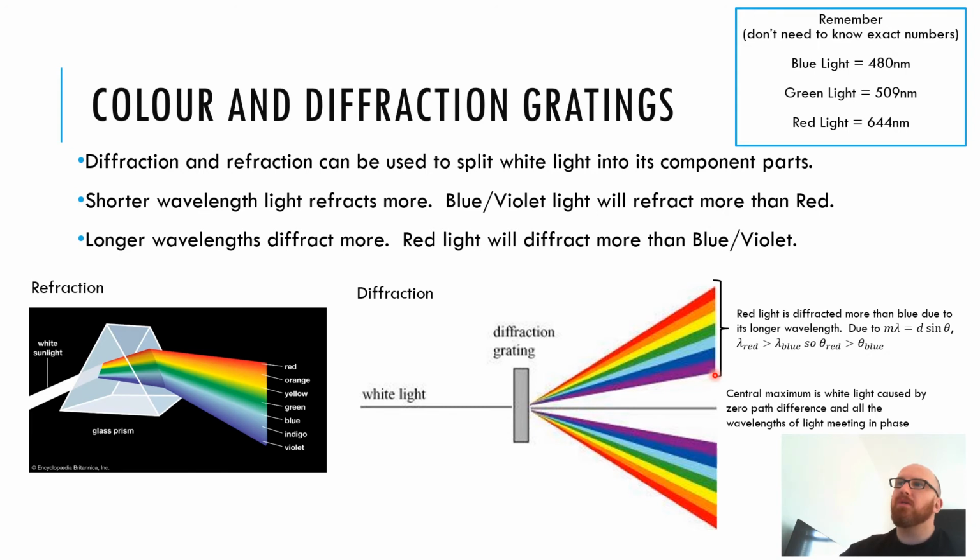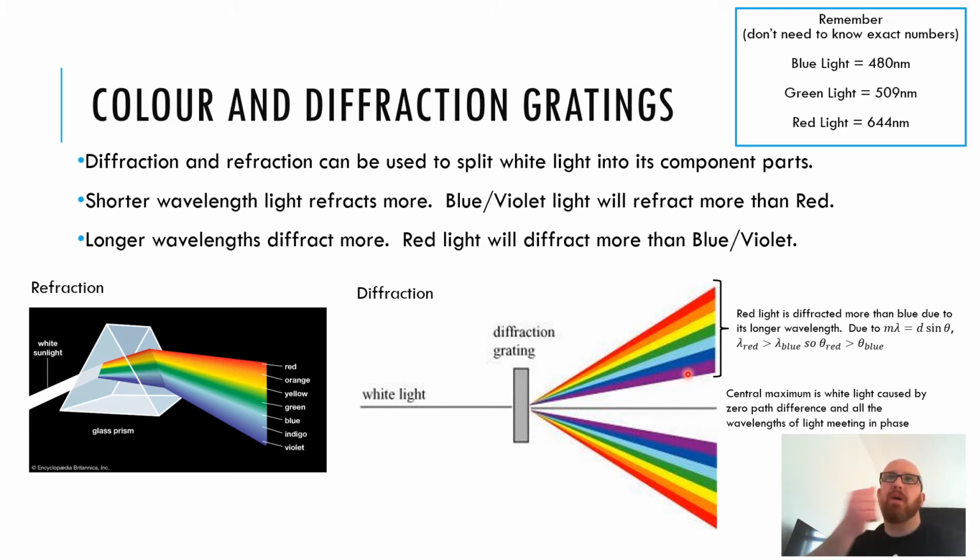And sometimes they ask you to explain why that's the case. We can use our m lambda equals d sine theta formula to help explain that. Red light is diffracted more than blue due to its longer wavelength. Due to m lambda equals d sine theta, the formula we had in the last slide, we know that the wavelength of red is greater than the wavelength of blue. That's this side of the equation. So if the wavelength of red is greater, then d sine theta must be greater. D is a constant, so sine theta must be greater, therefore theta must be greater. So the angle between the zero order and the red must be greater than the angle between the zero order and the blue or violet.